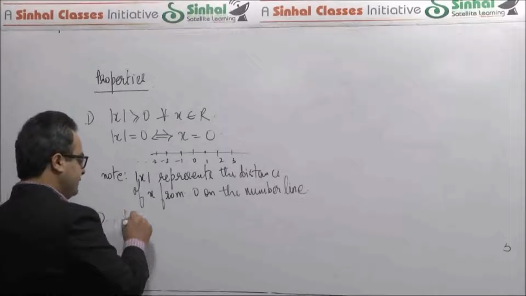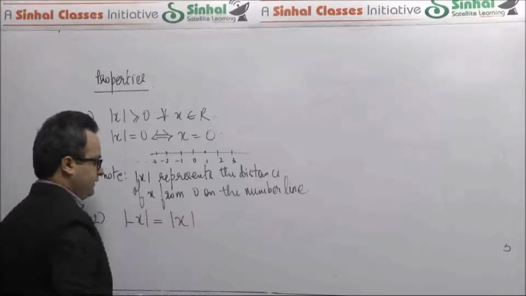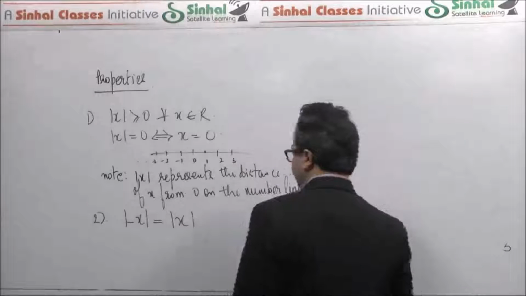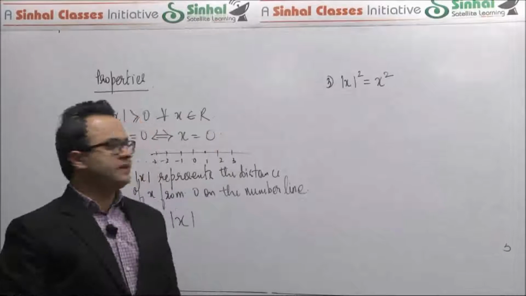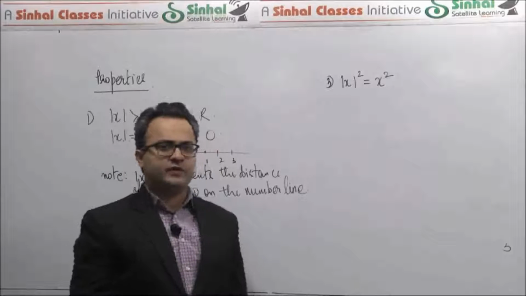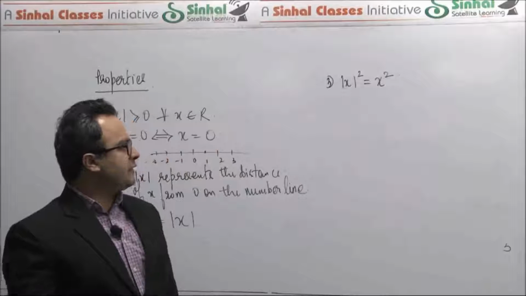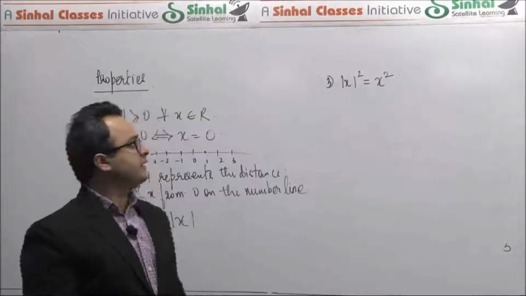The second basic property, which is quite obvious, is that mod of minus x is the same as mod of x. So negative signs inside the modulus you can kind of get rid of. The next property is also quite obvious: mod of x whole square and x square will be the same value for all possible values of x. Even if I put x equal to -2, I'll get 4 on the left hand side and 4 on the right hand side.